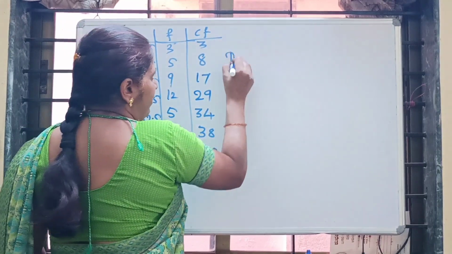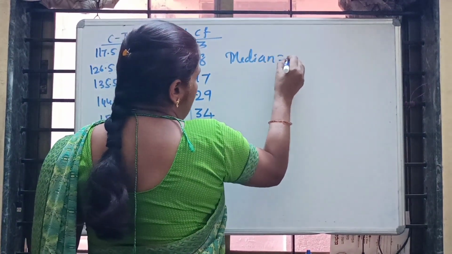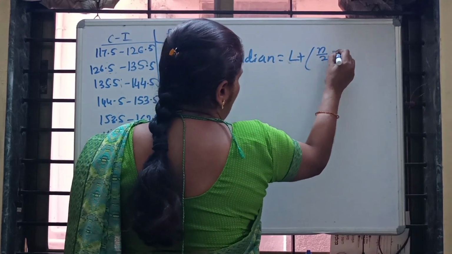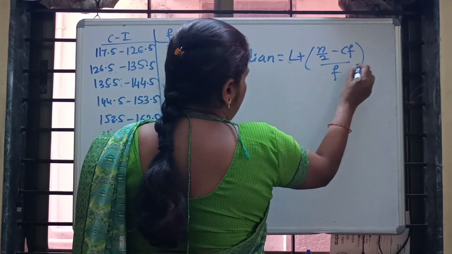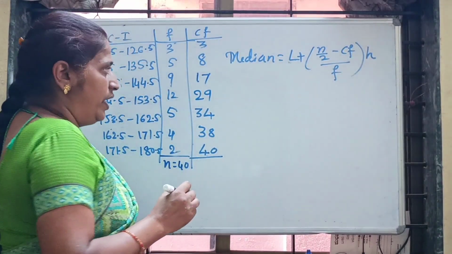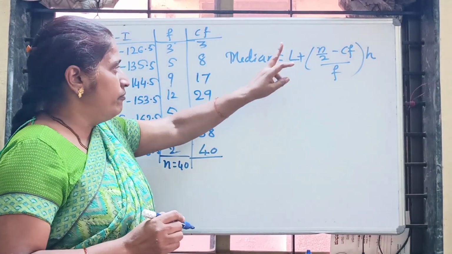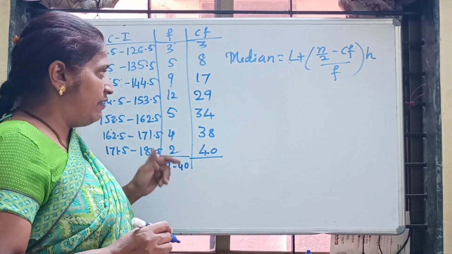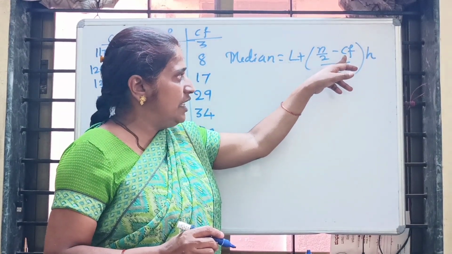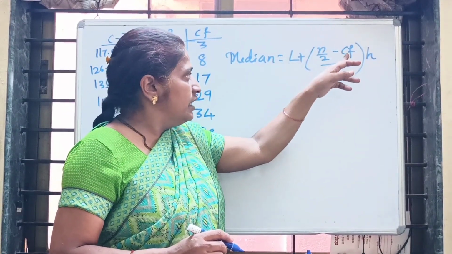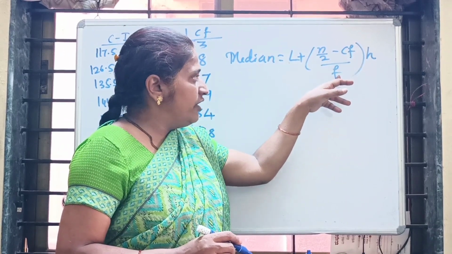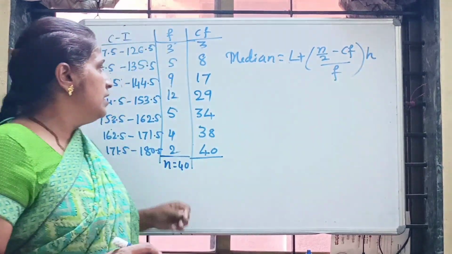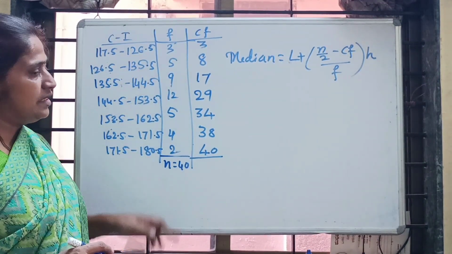To find the median we have the formula: L plus, n by 2 minus Cf, divided by f, into h, where L is the lower limit of the median class, n by 2 is the total number of frequencies divided by 2, Cf is the cumulative frequency previous to the median class, f is the frequency of the median class, and h is the size of the class interval.